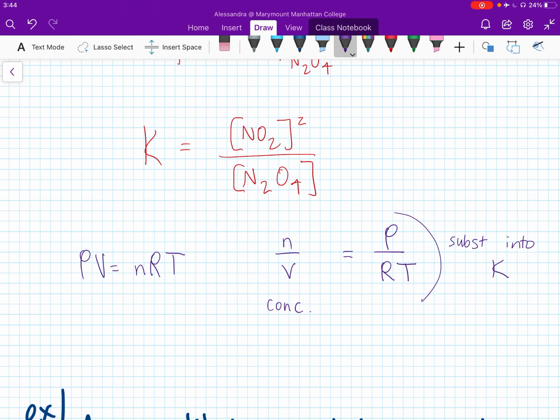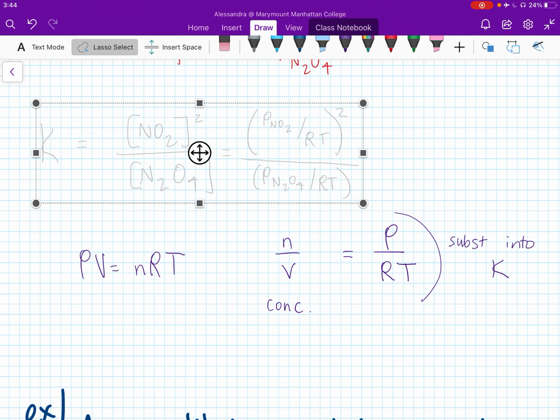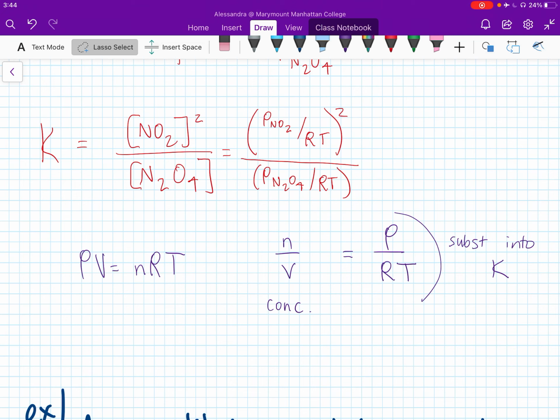So here, K is equal to [NO2] squared over [N2O4]. And if we substitute P over RT into that equation, we get the partial pressure of NO2 over RT, squared, over the partial pressure of N2O4 over RT. Okay, that's just substituting P over RT into the expression for K. I'm going to move this over. I want us to take a critical look at this for a second and see if there's anything we can do to simplify it. So let's separate out the partial pressures from the RT, because that will enable us to simplify this a little bit.